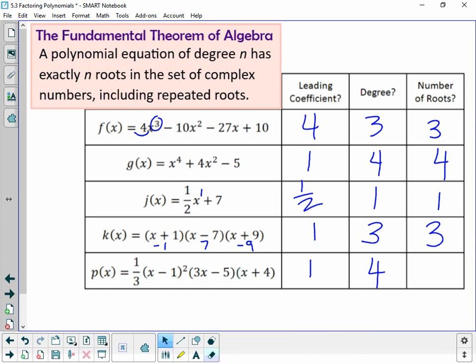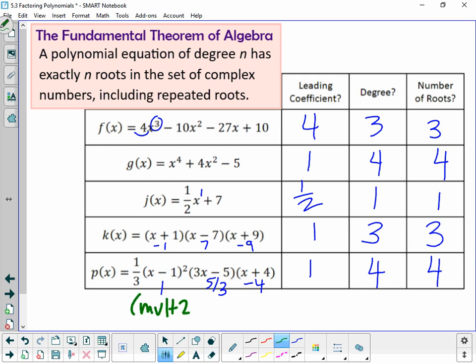Okay, and so we know it has 4 roots. Well, if I was listing the roots out, I'd say it's 1, it's 5/3, and it's -4. So sometimes it seems like there's only 3 roots, but this one has a multiplicity of 2. So it does have 4 roots. It's just 2 of the roots are the same.